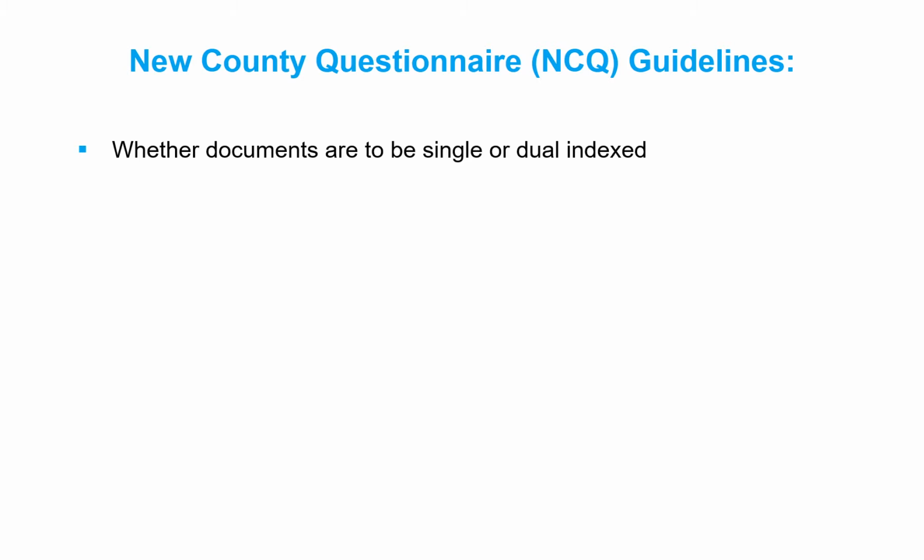By dual indexed, we mean that in many counties, recorded documents can be assigned 2 different recording numbers from concurrently running formats, usually something like a year and instrument number as one of the recording number formats and a book and page as the second recording number format.